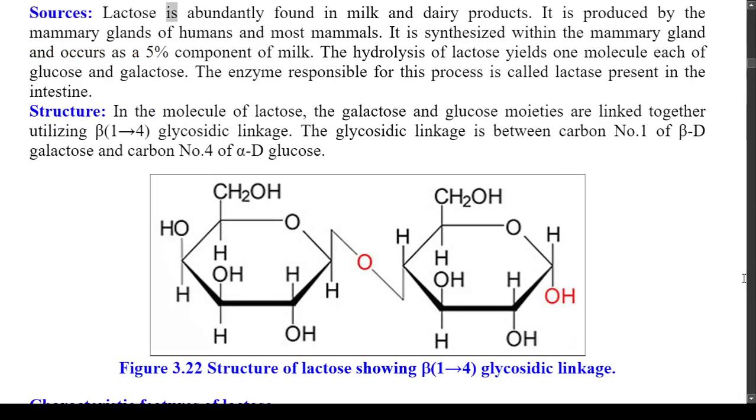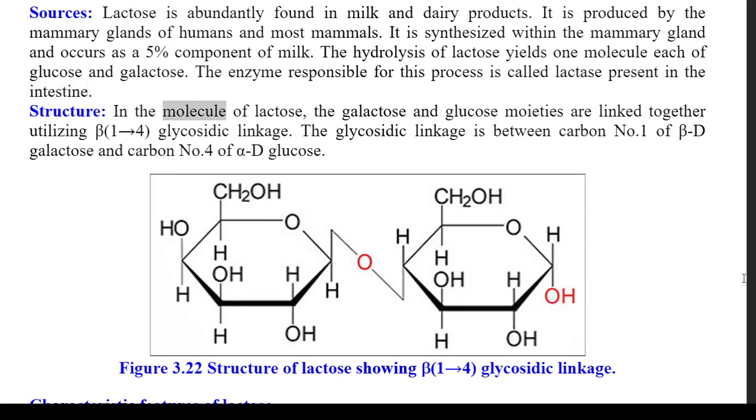Sources: lactose is abundantly found in milk and dairy products. It is produced by the mammary glands of humans and most mammals. It is synthesized within the mammary gland and occurs as a 5% component of milk. The hydrolysis of lactose yields 1 molecule each of glucose and galactose. The enzyme responsible for this process is called lactase, present in the intestine.